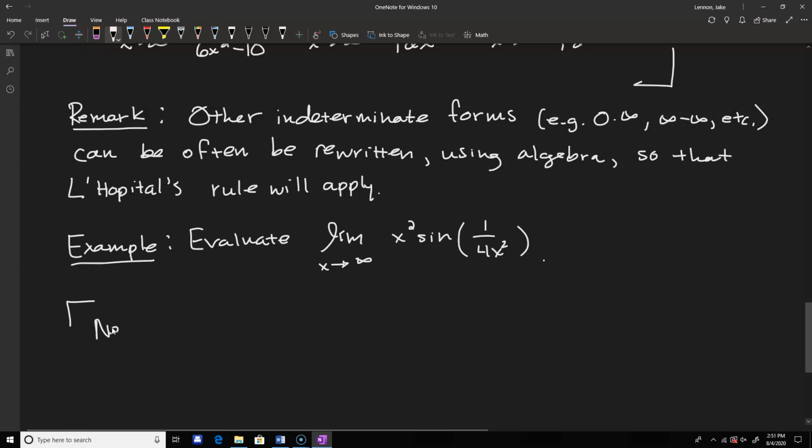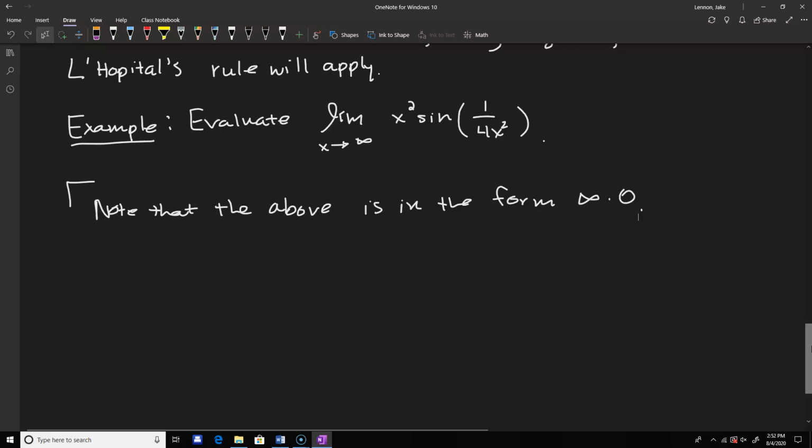So note that the above is in the form 0 times infinity, or technically infinity times 0, which is the same thing because multiplication is commutative, but I just want to make sure that you recognize which term I'm identifying. So the trick here is not so difficult, but we can actually turn this into an infinity over infinity or a 0 over 0 form, because often infinity can be rewritten kind of as a 1 over 0 type of deal.